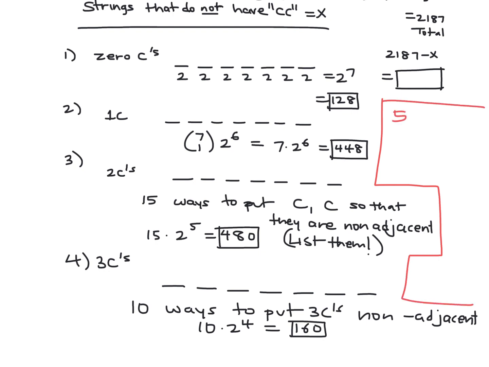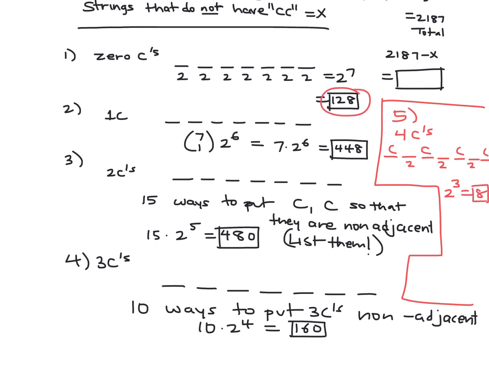And then finally, let's just put it on the side here. The final scenario is when you have 4 C's. And 1, 2, 3, 4, 5, 6, 7. The only way to put 4 C's non-adjacent is that. So there's only one way. And the remaining 3 will have 2 choices each. So 2 to the power of 3, and it's 8. And that's it. I believe that's it.